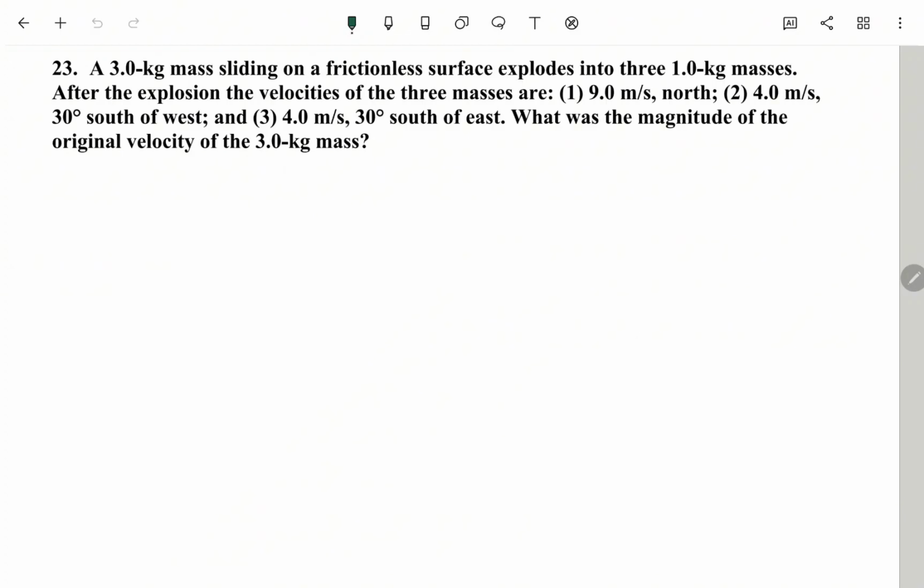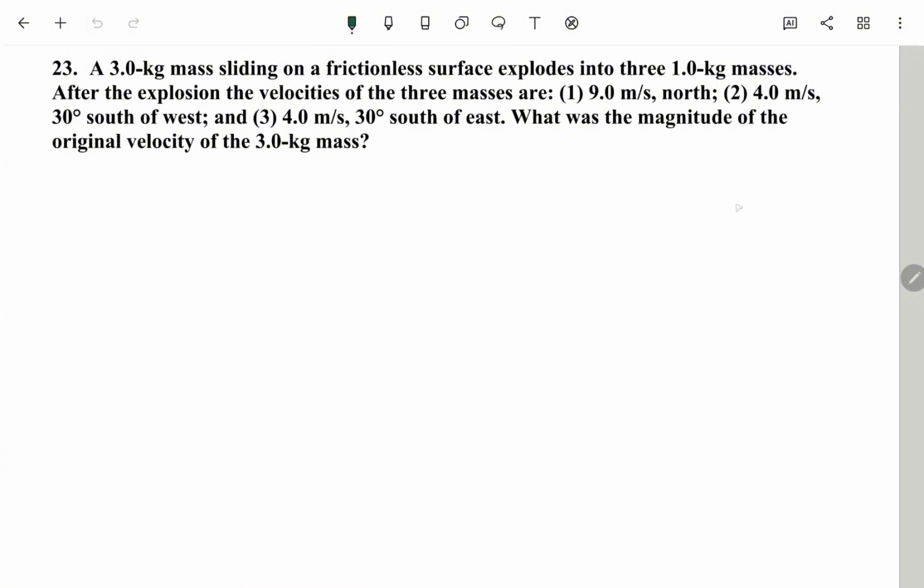A 3 kilogram mass sliding on a frictionless surface explodes into 3 1 kilogram masses. After the explosion, the velocities of the 3 masses are: for the first one, 9 meters per second going north. The second one, 4 meters per second and making 30 degrees south of west. And the third piece has a speed equal to 4 meters per second and making 30 degrees south of east. Now, what was the magnitude of the original velocity of the 3 kilogram mass?